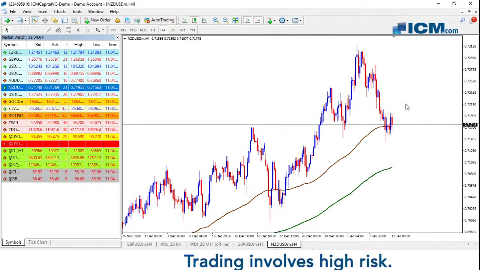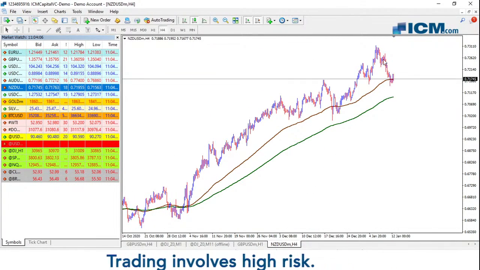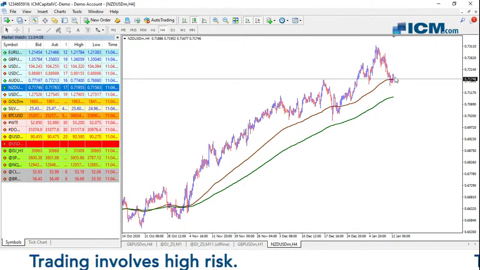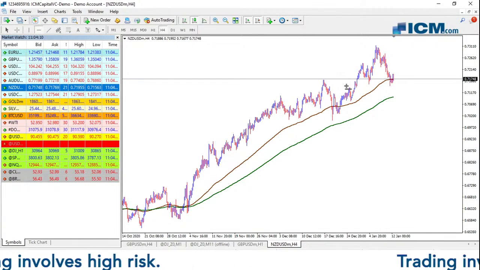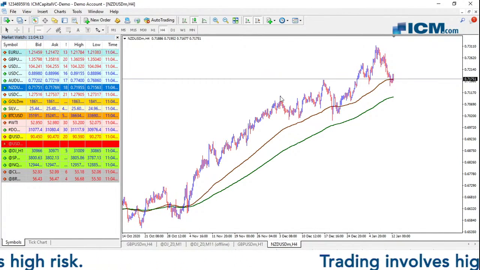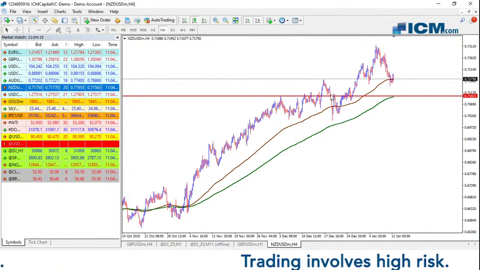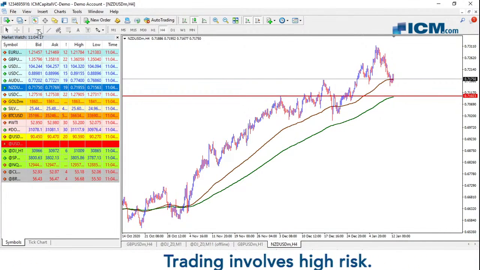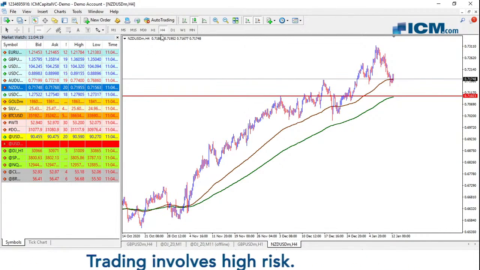The New Zealand dollar against the United States dollar, similar formation, however it's a bit weaker than the Australian dollar, trading sideways between almost these previous bottoms. 71 remains a key level, which is the 200 H4 exponential moving average at the moment.